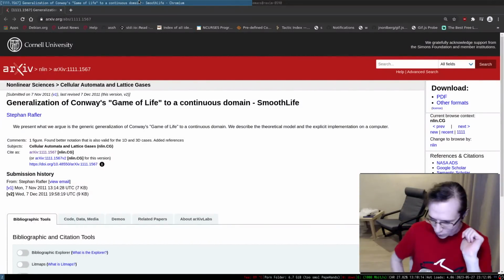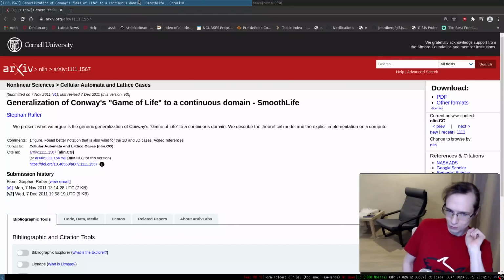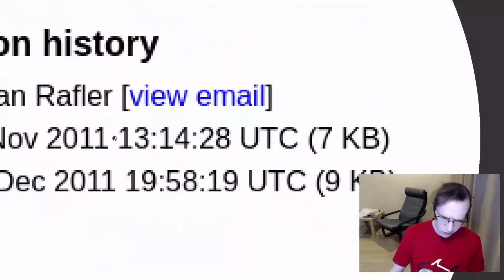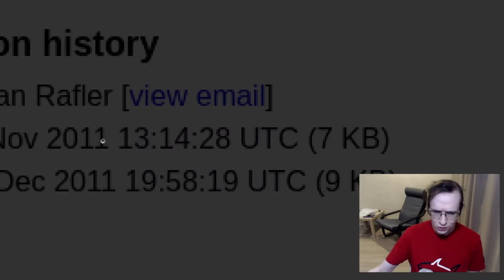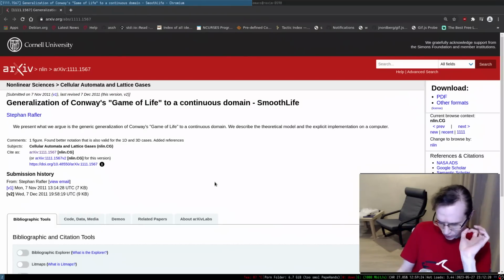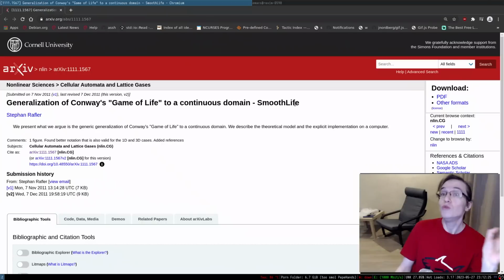So today we're gonna be looking into this paper, right? It's a relatively old paper, from 2011. As you can see, relatively old, but still kind of relevant. It's a generalization of Conway's game of life to a continuous domain, aka smooth life.